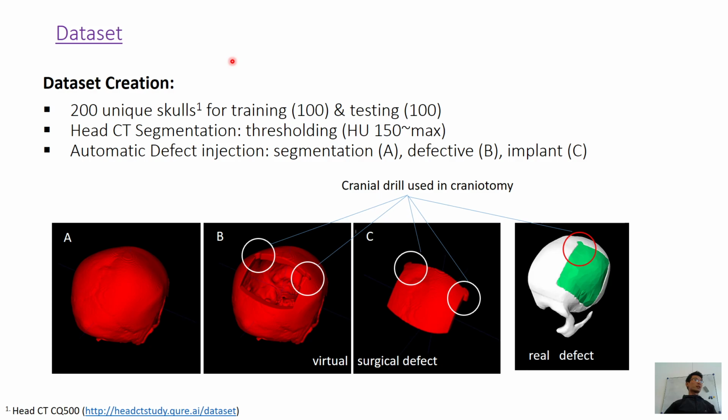The dataset we are using is adapted from a public head CT collection, CQ500. Altogether, 200 undamaged skulls are selected. Then, the skulls are segmented from head CT using thresholding. On each skull, a portion of the skull bone was removed automatically to simulate the brain tumor removal surgery. This process results in a defective skull as well as the corresponding implants. We are trying to make the virtual defects realistic and include the cranial drill used in craniotomy.